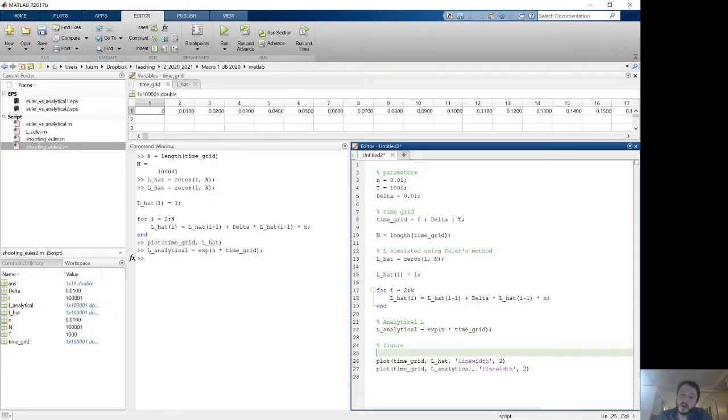And now I want to have the two curves together, so I can open a new figure and write hold on. When I write hold on, it means that I want to put one plot on top of each other.